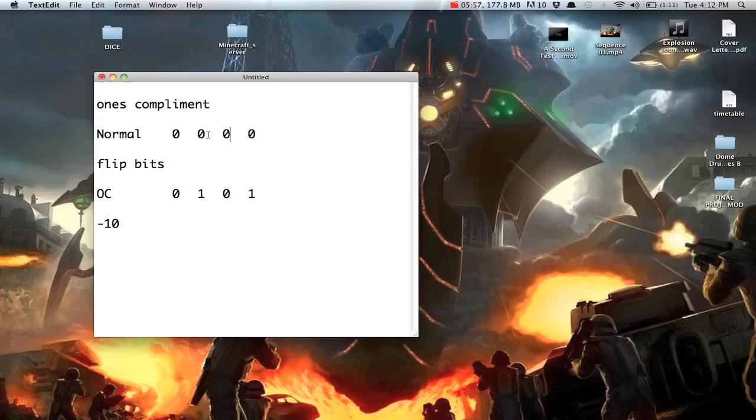we've got 0000, and then the ones complement of 0000 will be 1111. So the normal and ones complement gives us a way of having 0 twice, which is not good.